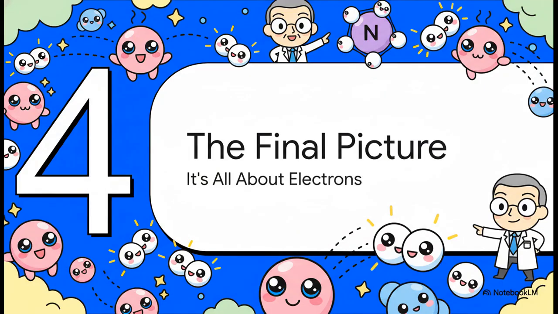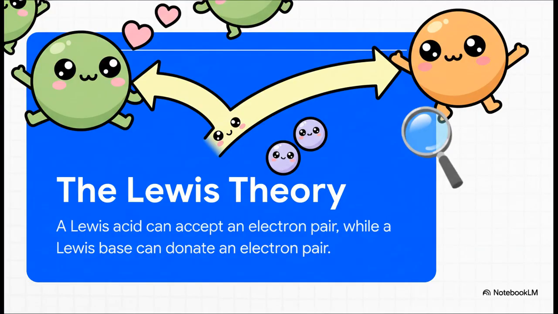And this brings us to our final and most complete picture, which was proposed by the chemist G.N. Lewis. He had this profound insight. He realized the story wasn't really about protons at all. It was about what the protons were trying to get, which is electrons. This insight completely reframes the entire definition. A Lewis base is a substance that can donate a pair of electrons to form a brand new bond. And a Lewis acid? That's any substance that can accept that pair of electrons. It's a beautiful, broad definition that honestly changes everything.